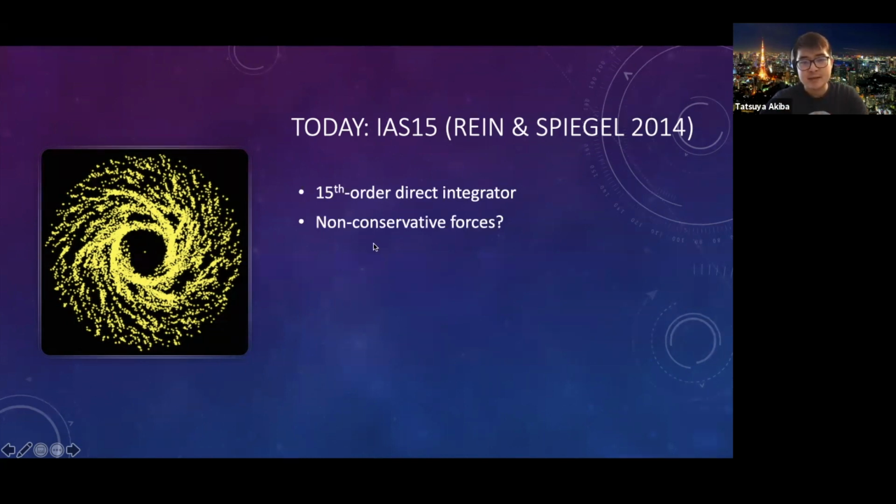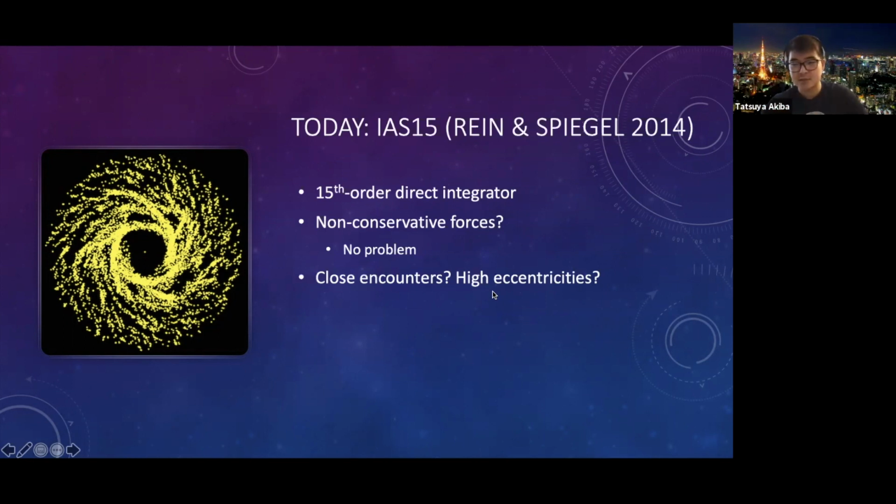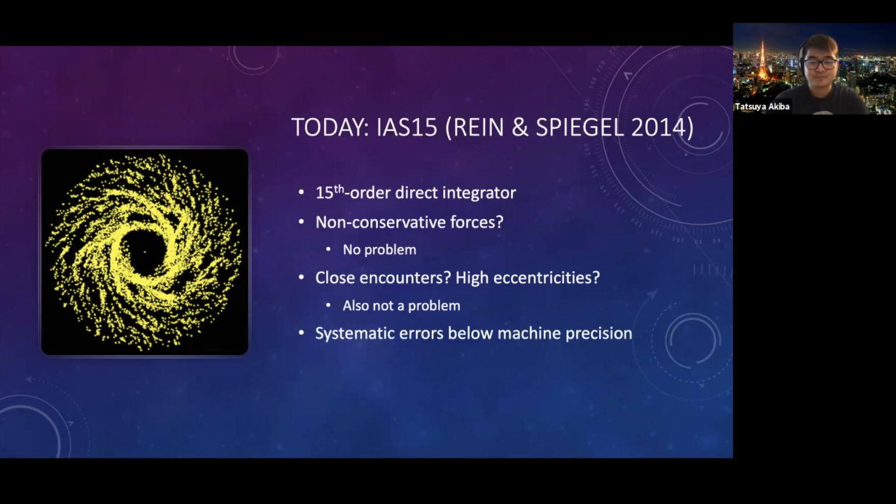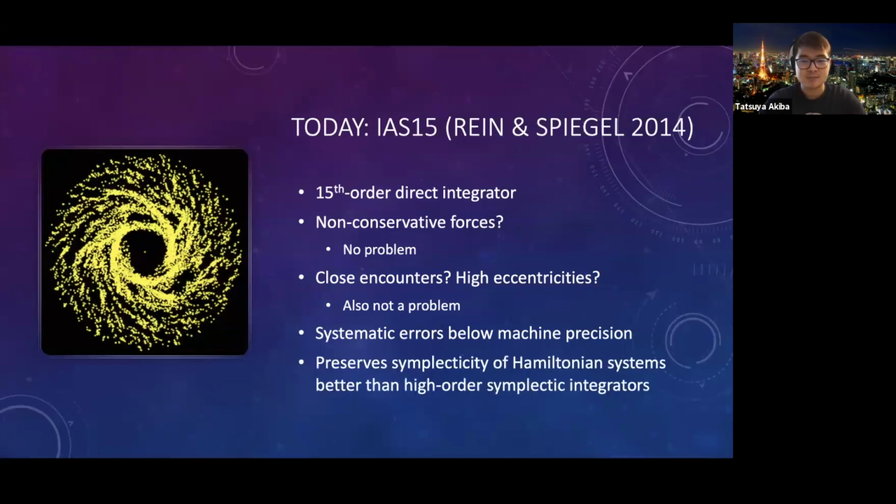And it turns out that you can deal with non-conservative forces. You can deal with close encounters and high eccentricities because of the high order of the direct integration. There's no problem there as well. Okay. And there's a paper, Rein and Spiegel 2014, that I've quoted here that investigates the systematic errors of IAS15. And it turns out that the systematic errors are well below machine precision. So we can compute these orbit integrators pretty much exactly out to machine precision, which is amazing.